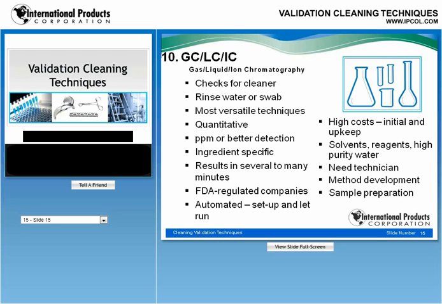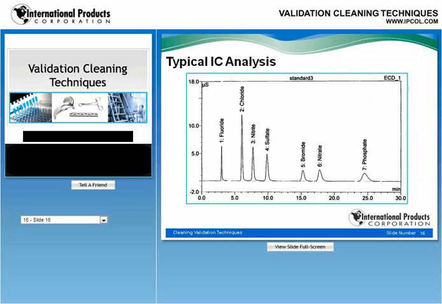This chromatogram is a typical IC analysis of several anions. This is a 7-anion standard, and these are the results possible with ion chromatography. The 7 anions that you see listed here range in concentrations from 1 part per million to 20 parts per million. So this is the type of analysis that is possible with gas, liquid, or ion chromatography.